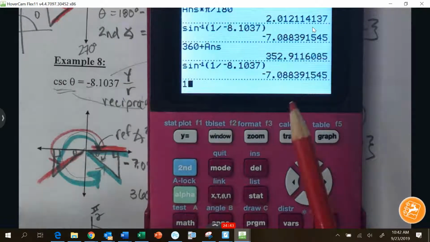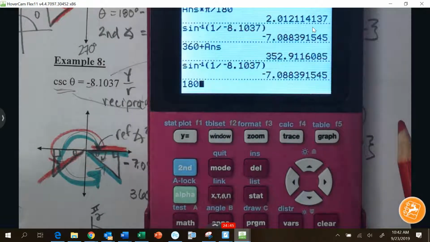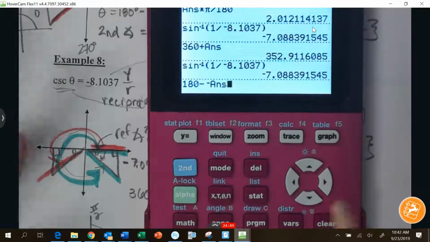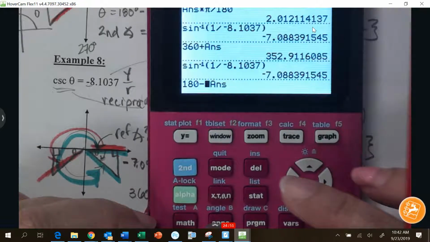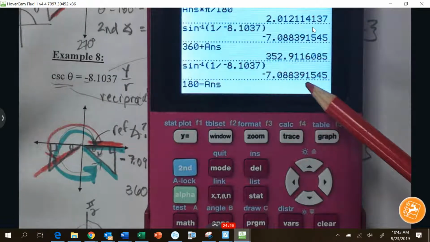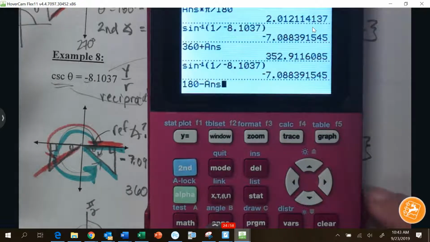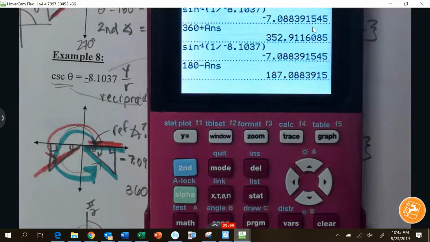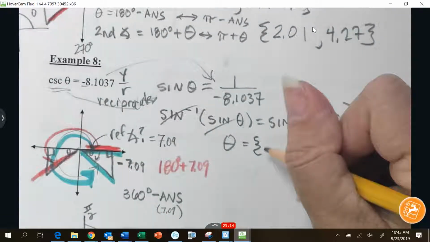Then I would do 180 to add 7.09. So I'm going to subtract the answer, because the answer is in my calculator, to make it into addition. Or you can just do it all by hand. I'm just trying to use my calculator. I get an answer like 187.09. Does that make sense for where it is? Yeah. I just want to make sure that it makes sense, because sometimes people miss that.